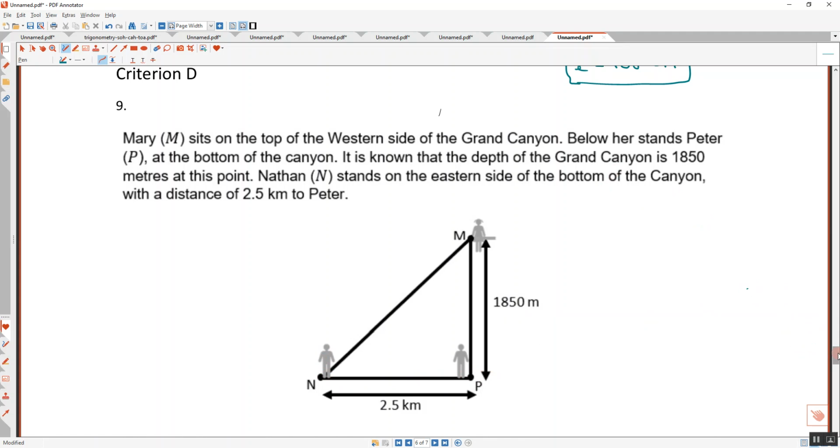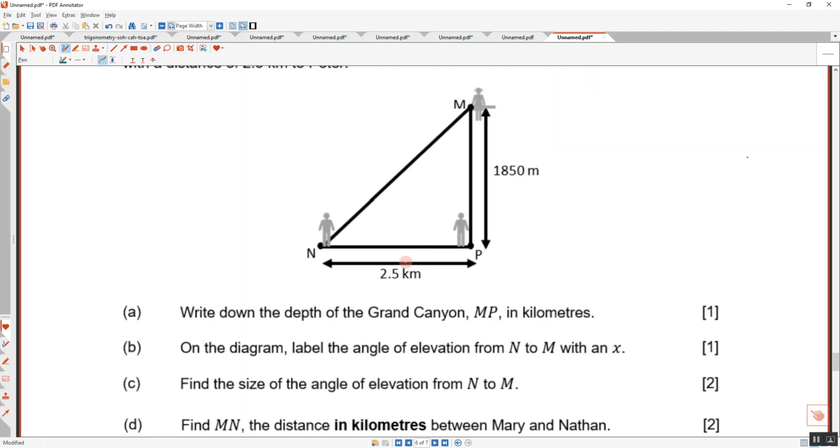So the first thing we notice is that this is in meters and this is in kilometers. First question, write the depth in kilometers. So you should be aware that there's 1,000 meters in 1 kilometer. So if I want to work out how many kilometers 1850 meters is, we're going to have to divide by 1,000. This is something that you need to remember. So divide by 1,000, I get 1.85 kilometers.